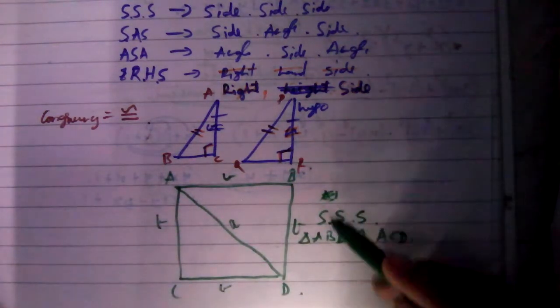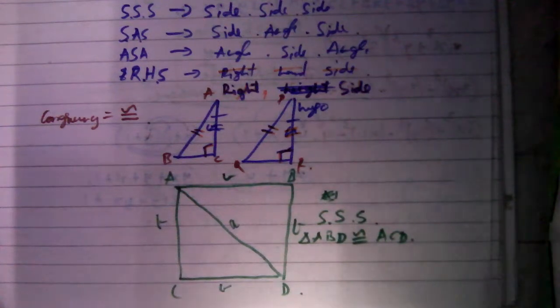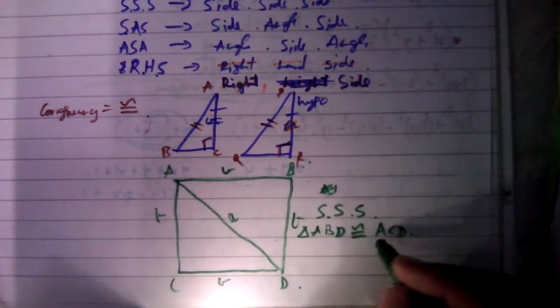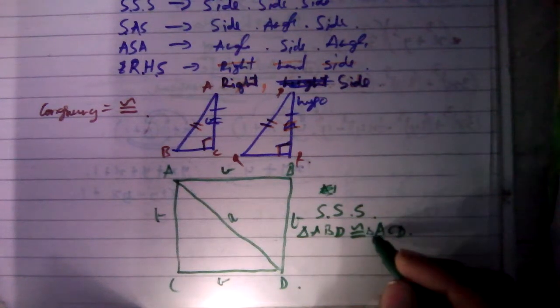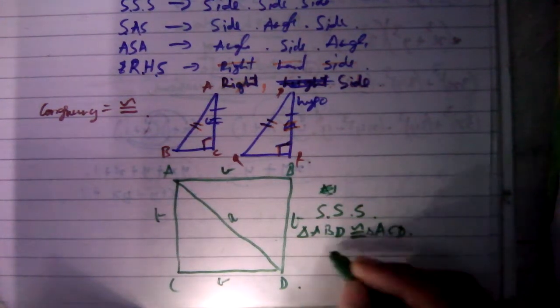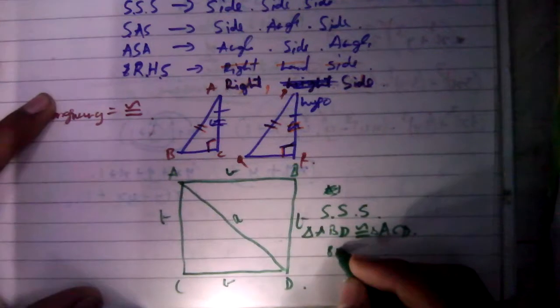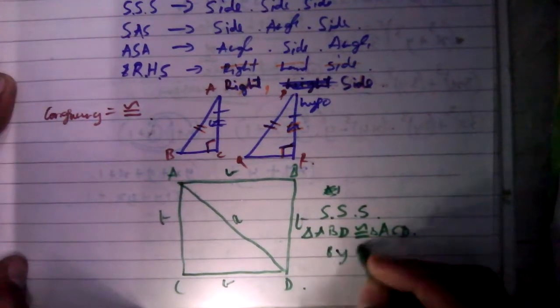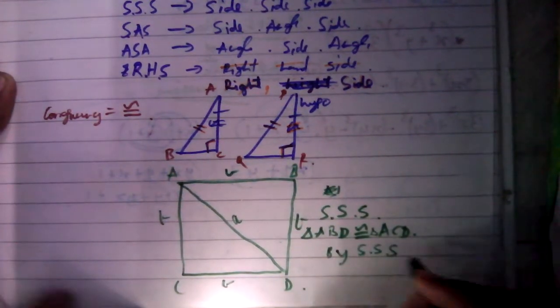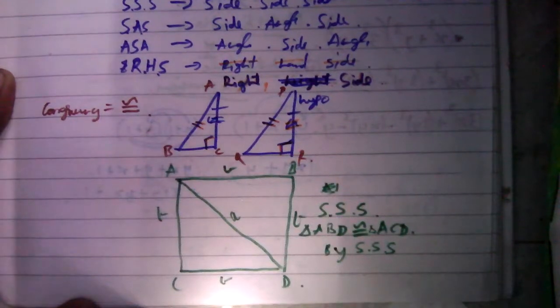I forgot to tell you another thing. Triangle ABD is congruent to triangle ACD by SSS congruence criterion, and this should be mentioned all the time when you write the congruency rule.